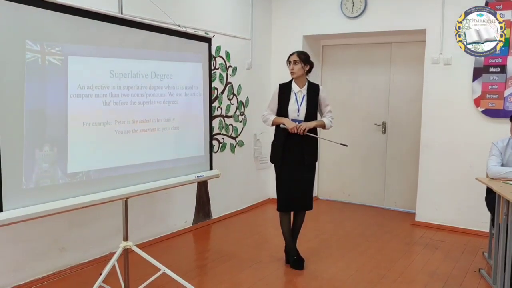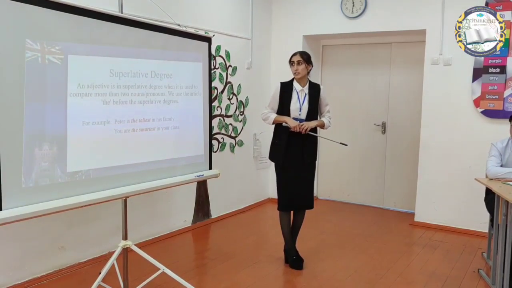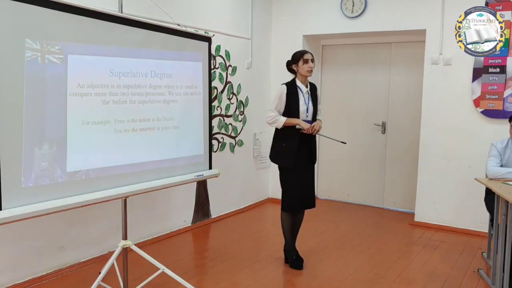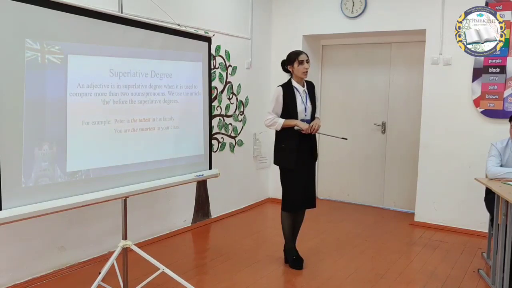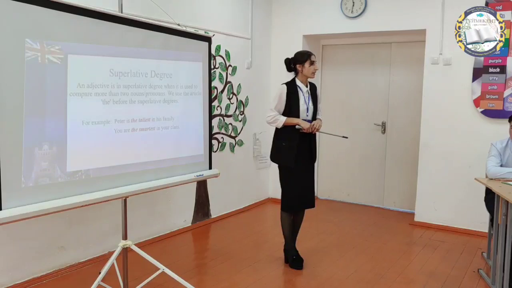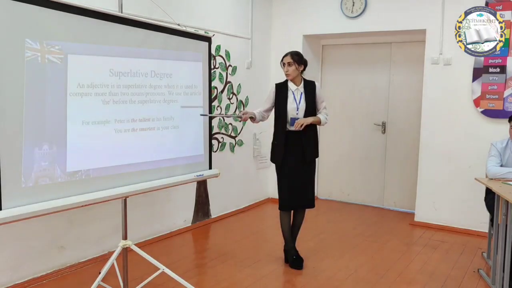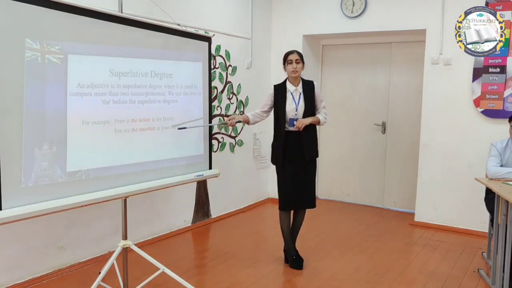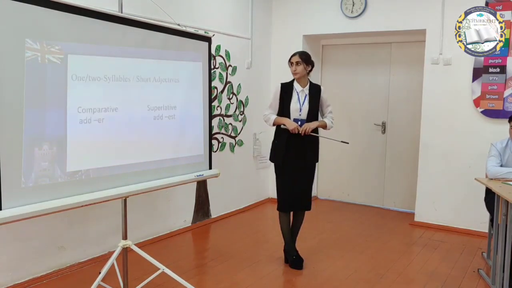The next is superlative degree. An adjective is in the superlative degree when it is used to compare more than two nouns or pronouns. Before the superlative degree, we use the article the. For example, Peter is the tallest in his family. You are the smartest in your class.